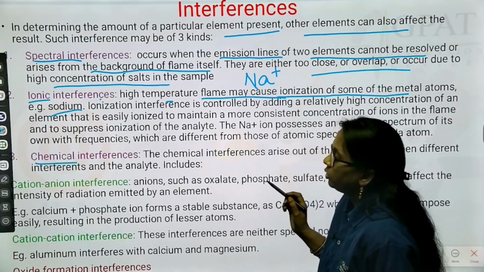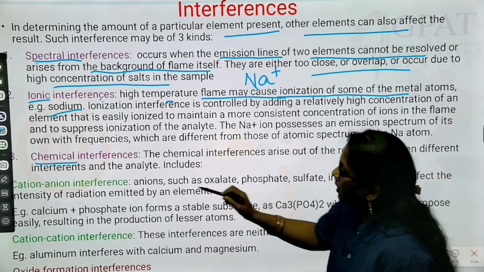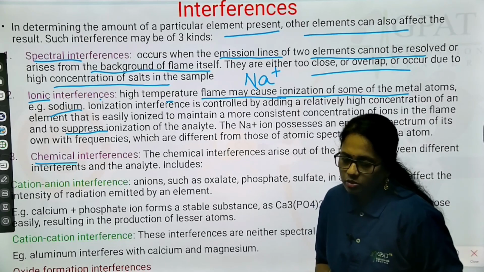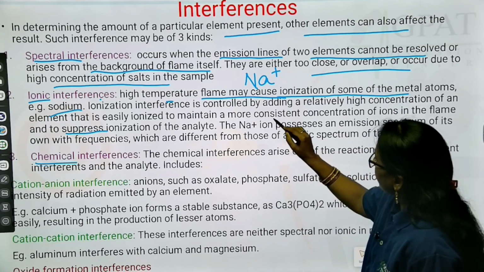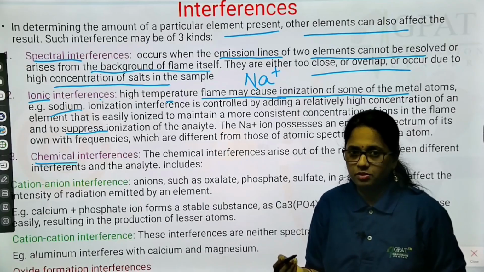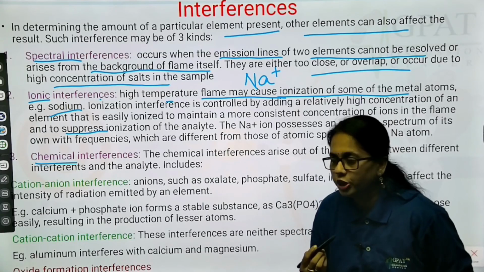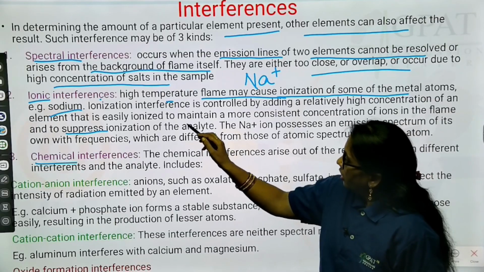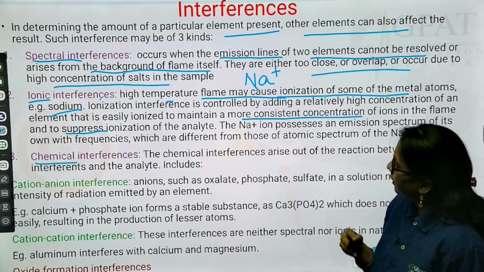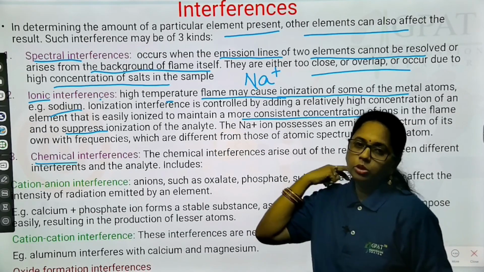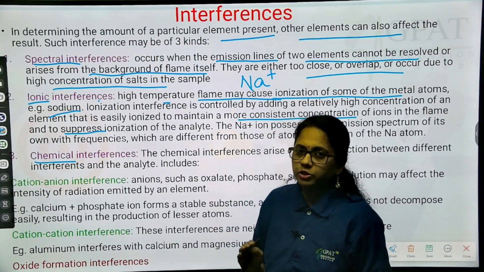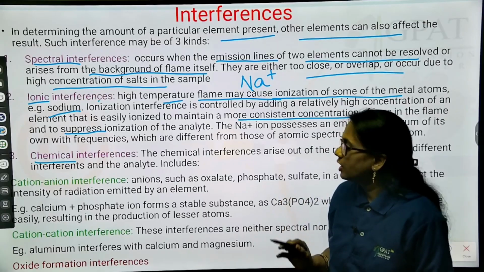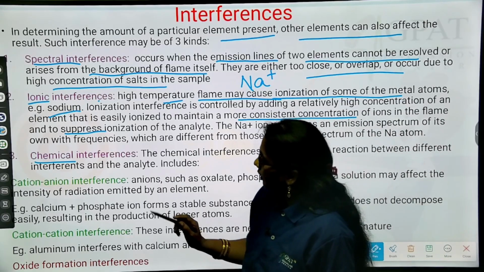In order to avoid this, ionization suppressors are required. You need to add ionization suppressors, thereby you can avoid this problem. Sometimes, in order to slow down this ionization, high temperature flames should not be used for such samples. That is also one of the remedies we can apply.